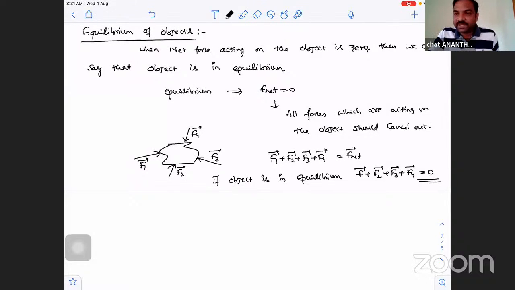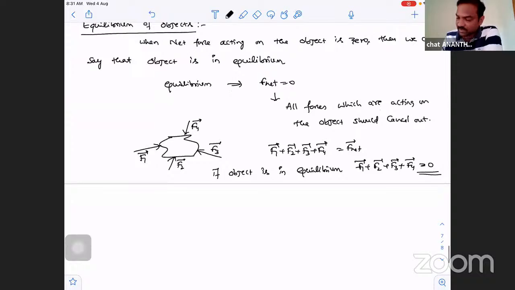But the problem is, equilibrium means net force is 0. Ajay, wait. I'm explaining. That only I'm explaining. So equilibrium means we can say that net force is 0. But in the questions, they don't say that the object is in equilibrium. Then how to identify whether the object is in equilibrium or not?